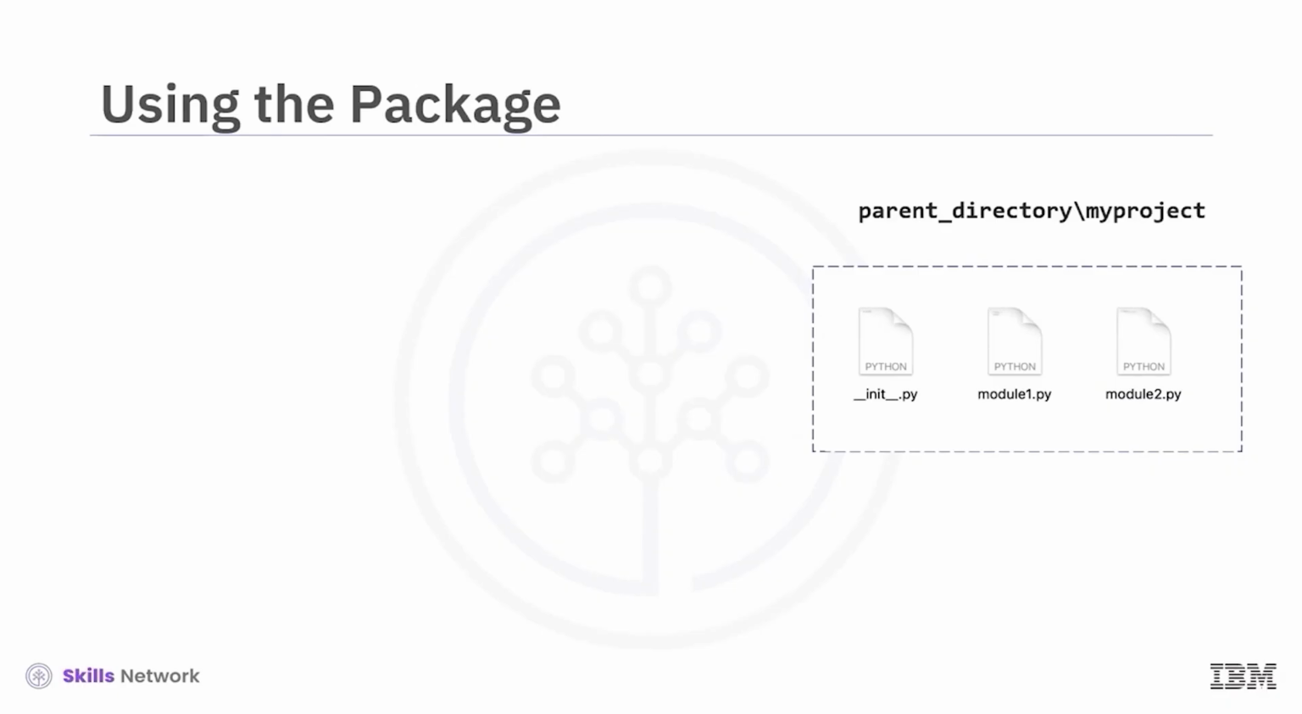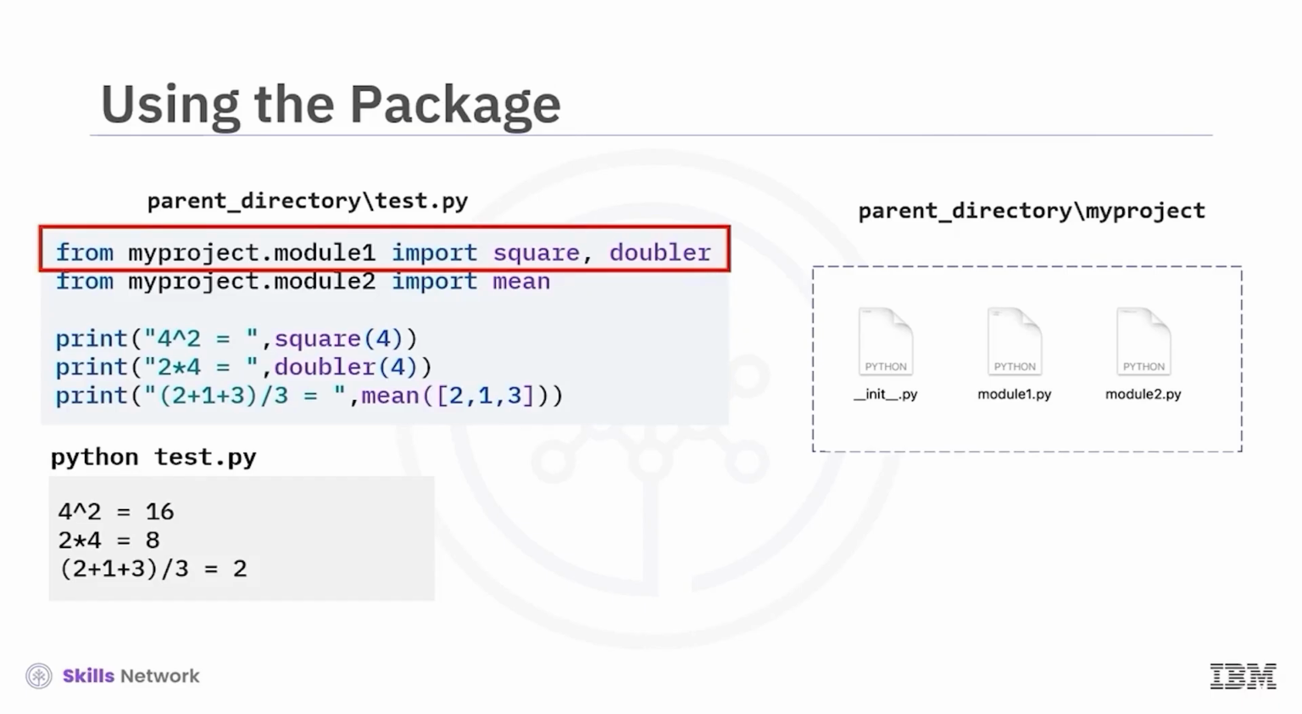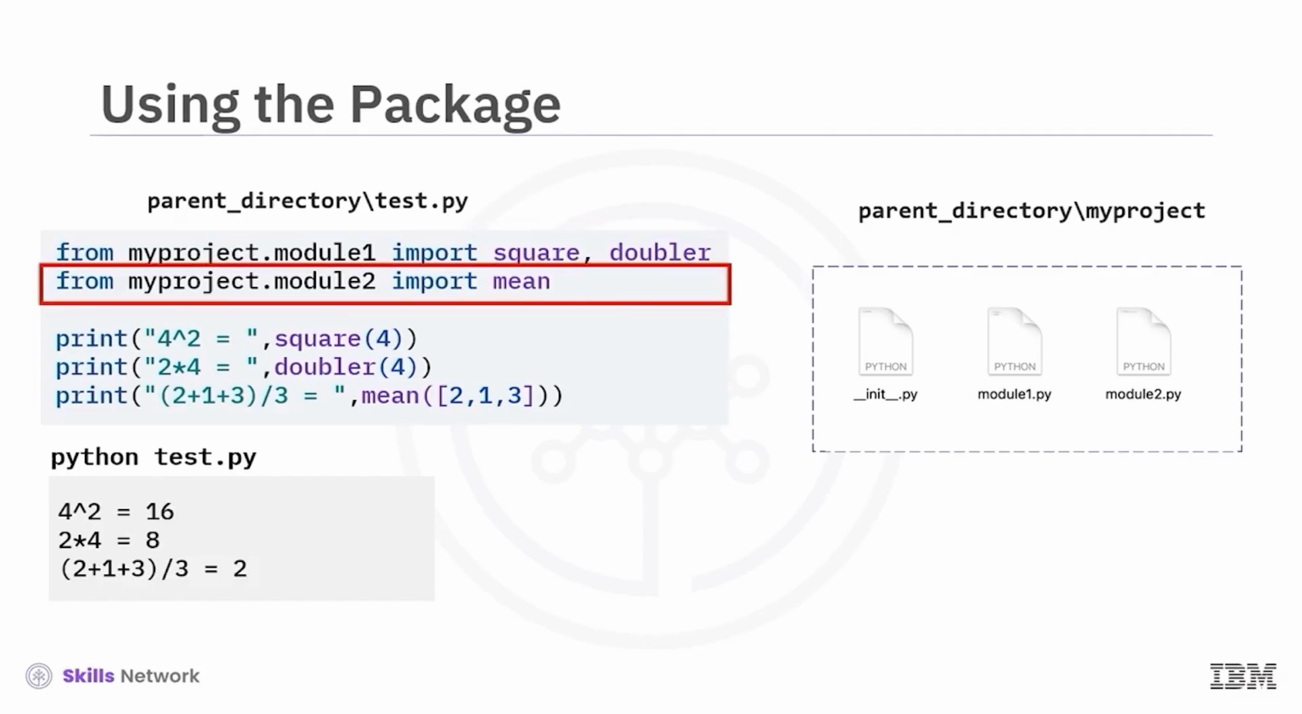After creating the package, you can use it in other scripts if the package folder is in the same directory. In this case, you have the file test.py in the parent directory. You can import the functions in the package. For example, using the Python code from myProject.module1, we import the square and doubler functions. From myProject.module2, we import the mean function.